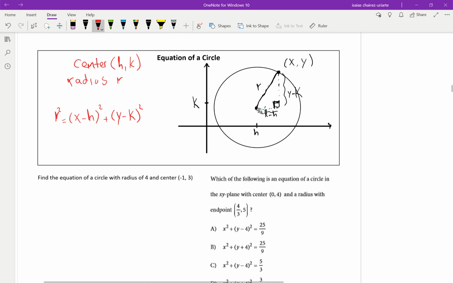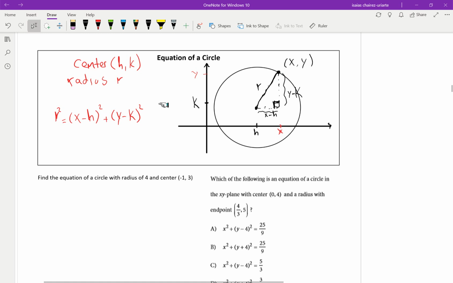Because if you think about it, just right around there, that's where my x would be, and somewhere up here would be where my y would be. So the horizontal length of this little right triangle is x minus h. The vertical length is y minus k. And now I have just a right triangle. The diagonal length is r, the radius.